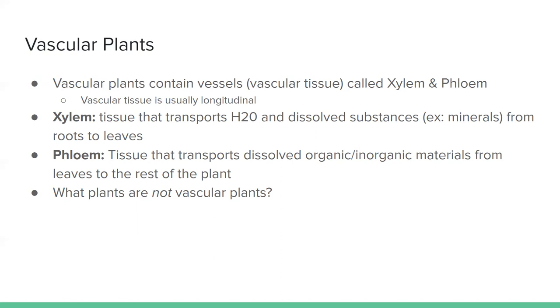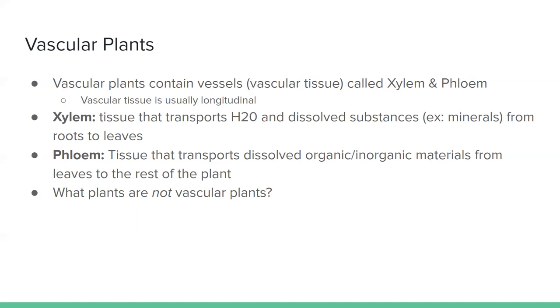If we're talking about xylem, we're talking about vascular tissue that's bringing things from the roots out to the leaves. Largely what we're bringing out to the leaves is water, but other dissolved substances from the soil, mostly minerals, are also going to be found in the xylem. These trace minerals are what the plants will need for growth, for doing non-cellular processes.